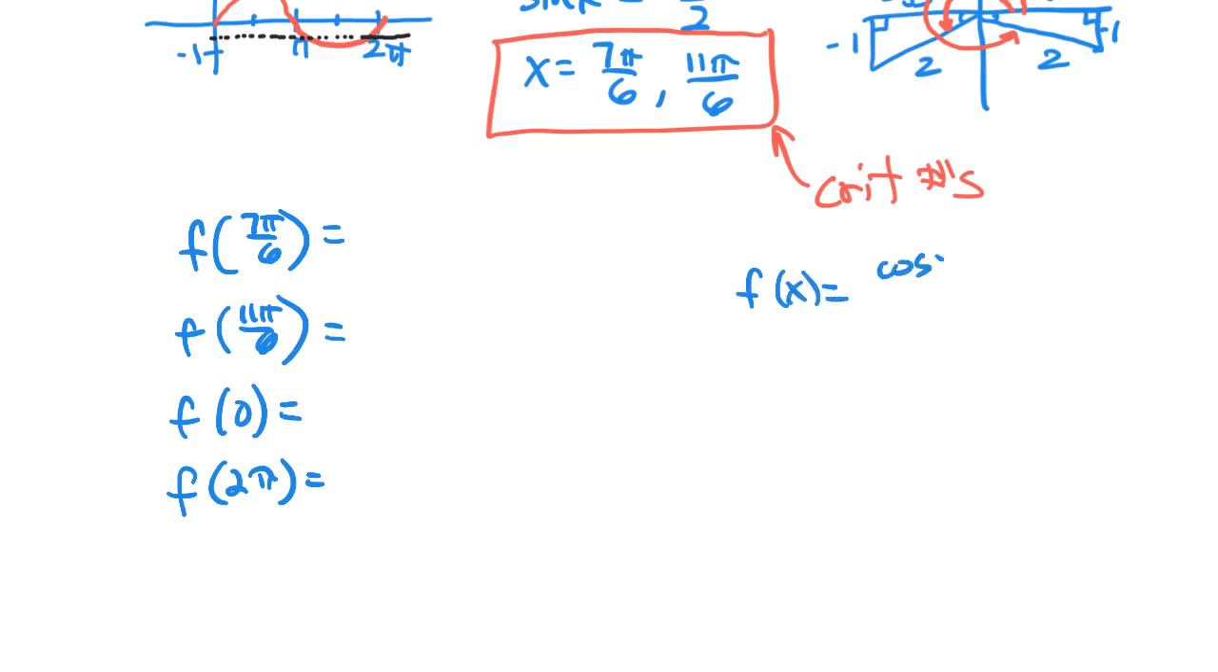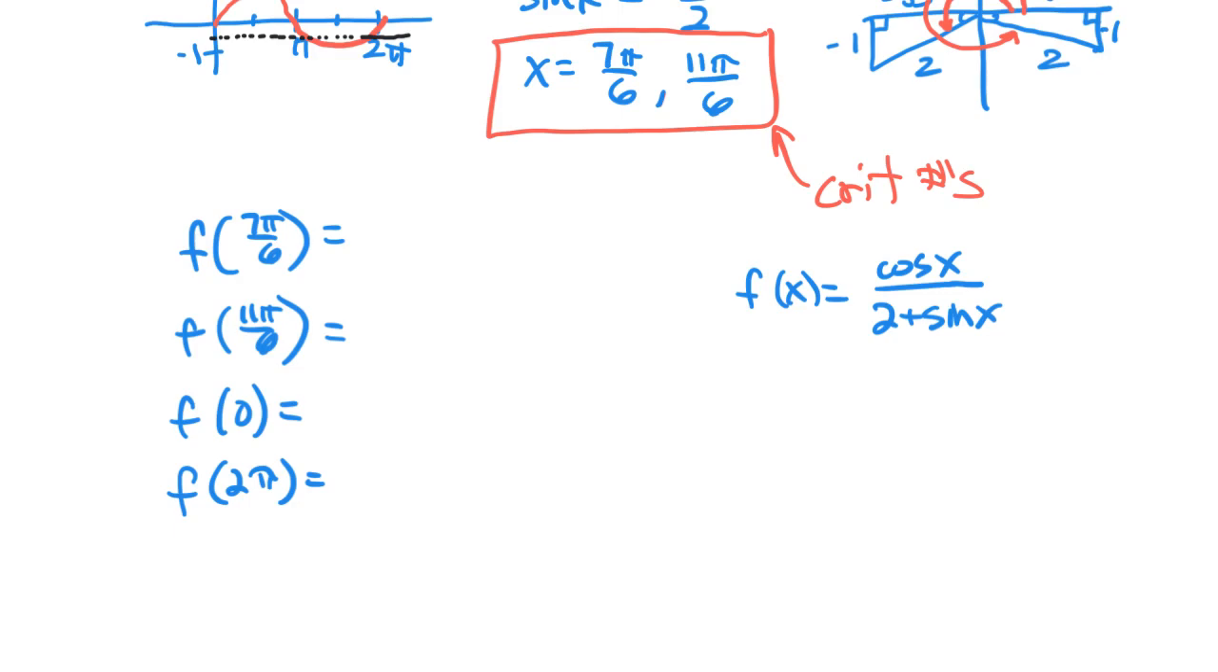f of x equals cosine of x over 2 plus sine of x. So we need to figure these out. When we're figuring out this first one, 7 pi over 6, I'm going to refer back to this picture here. The 7 pi over 6 angle is this one here. So cosine of 7 pi over 6 is basically cosine of this angle. In trig class, you may have called this a reference triangle. Cosine of this angle, cosine being adjacent over hypotenuse, is going to be negative square root of 3 over 2.